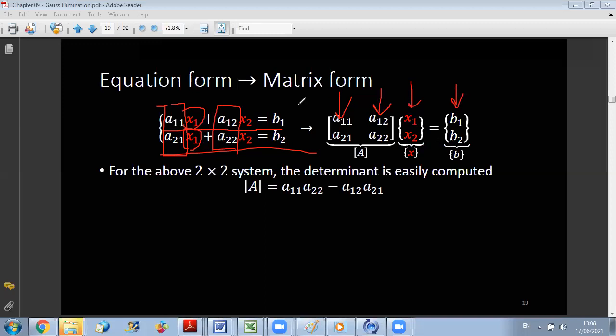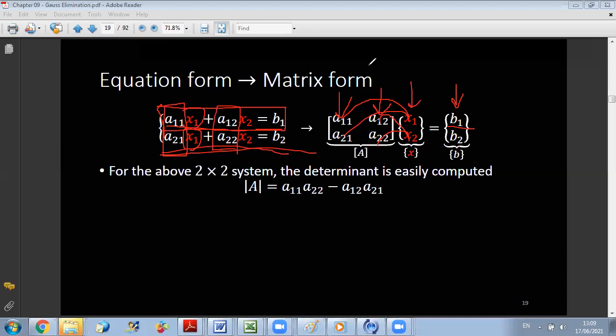And you can verify this because when you multiply matrices, what you have is that you do a11 times x1 plus a12 times x2 equals b1. So this will give you equation number 1. And second, you do a21 times x1 plus a22 times x2 equals b2. This will give you the second equation. This is why we can say we can replace the system of linear equations by a matrix form.